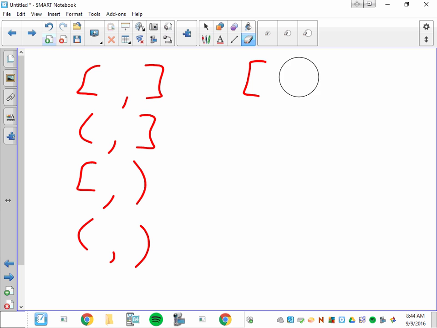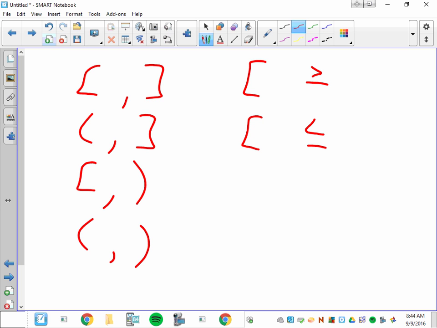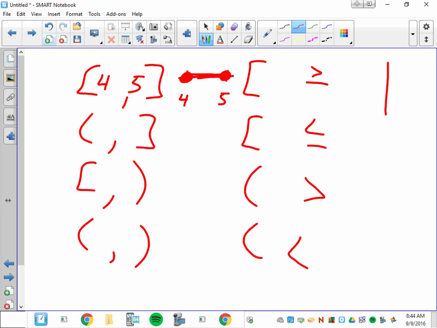Okay? Bracket means equal to. So this bracket would be greater than or equal to. This bracket would be less than or equal to. This parenthesis would just be greater than, and this parenthesis would be less than. So if I put numbers in there, 4 to 5, that represents every number from 4 to 5, including 4 and including 5. Or if you're on the y-axis, it would be this way, 4 to 5, all of those.